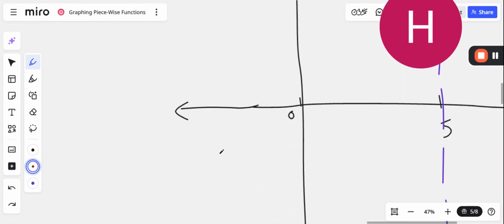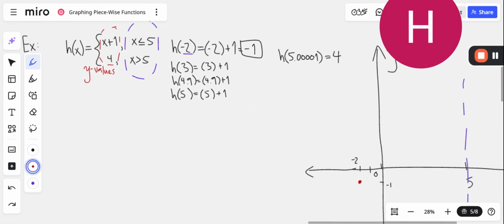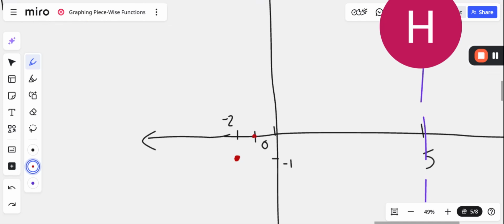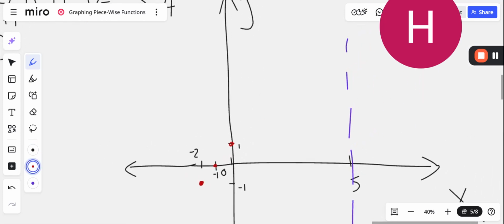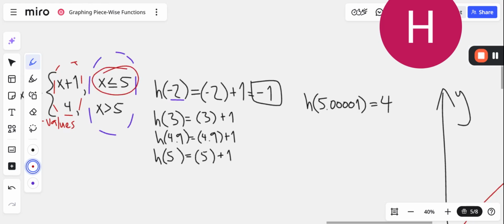We have -2, -1. So 1, 2. Well, bam. There we go. And the slope of this line is just 1, right? X plus 1, the slope is just 1. So we're just going to go up 1 over 1. And then we're just going to go up 1 over 1. And then we're just going to kind of continue doing that until we get to this spot. And we're going to have a solid dot there. Why is it solid? Because we are including x equals 5. See that? It says less than or equal to 5. So we have a solid dot.